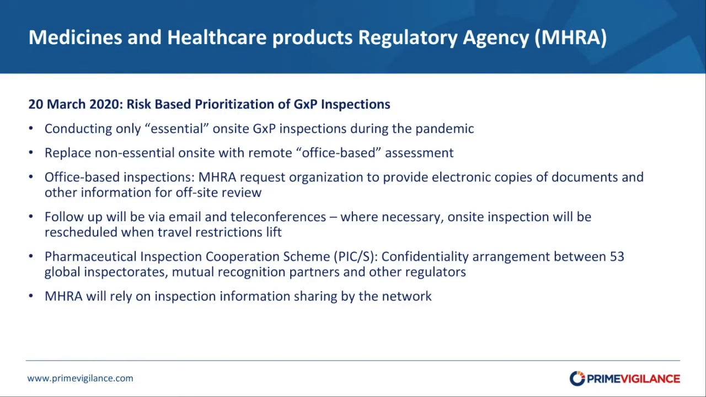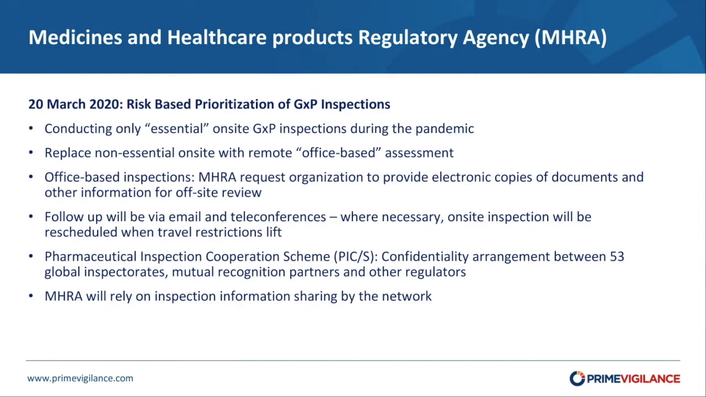The MHRA also released some guidance on 20th March 2020 on the requirement of a risk-based prioritization of their GXP inspections across GXPs. So they would focus on essential on-site GXP inspections during the pandemic and replace any non-essential on-site with remote office-based assessment again. The office-based inspections are not new to the organization for the MHRA. They have done many hybrid inspections in the past, on a similar setup. So they're quite used to conducting these.